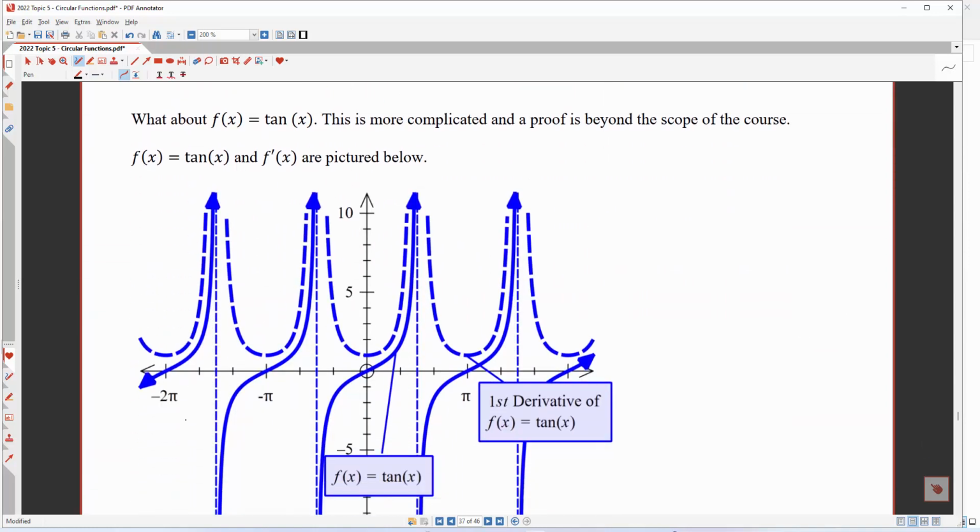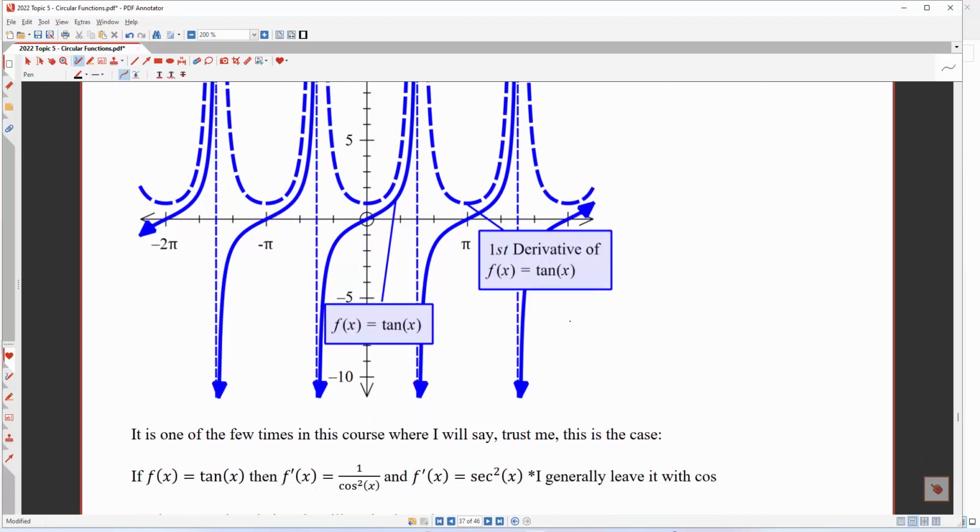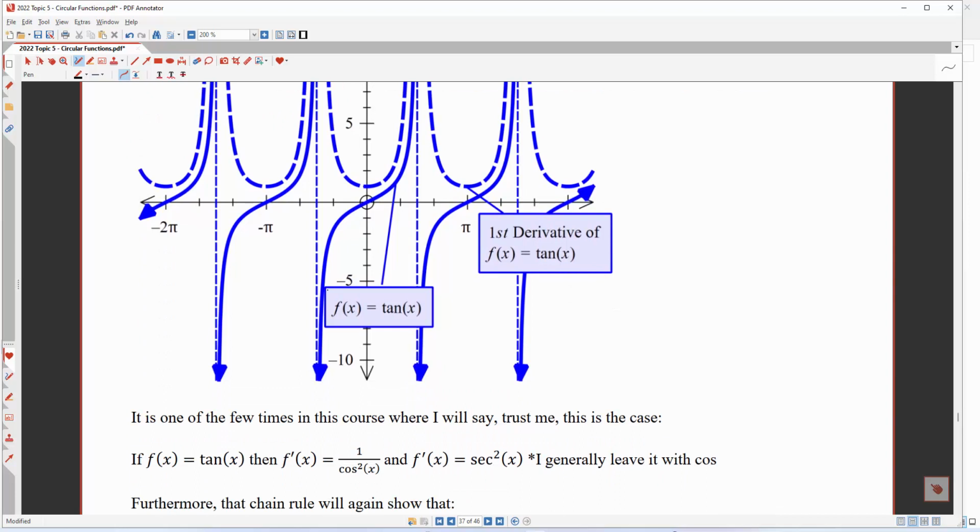Now tan again is a little bit different as we've come to expect. So if f of x is equal to the tan of x, then let's have a look at the first derivative. Here we've got tan of x, and we've got the first derivative being this repetitive parabolic looking function that just repeats itself over and over again. Now that function's got a name, and it's called the secant of x all squared.